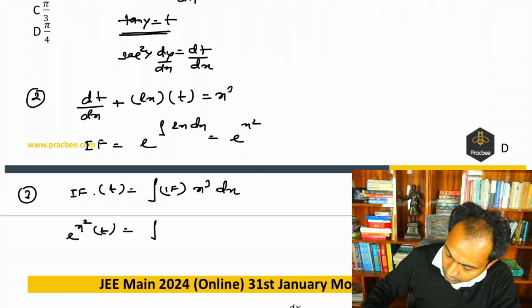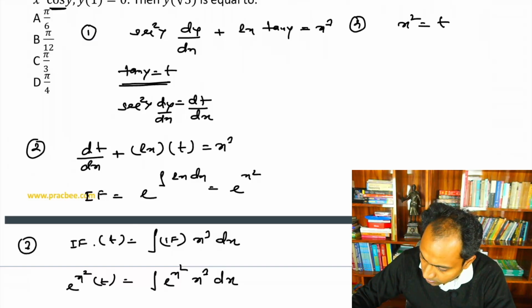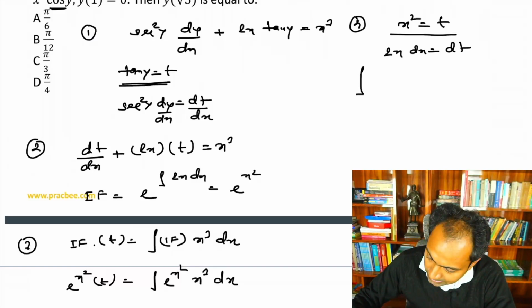This will become e raised to the power x square into x cube dx. Now this is not a very tough integral to solve in step 4, because we can just take x square and put it equal to t. That in turn will become 2x dx is equal to dt.